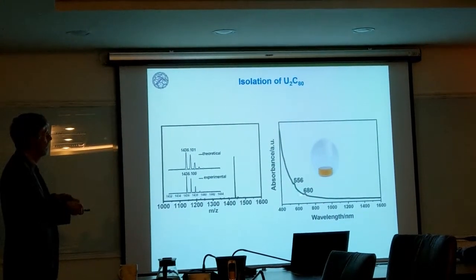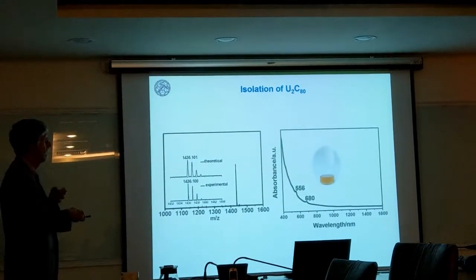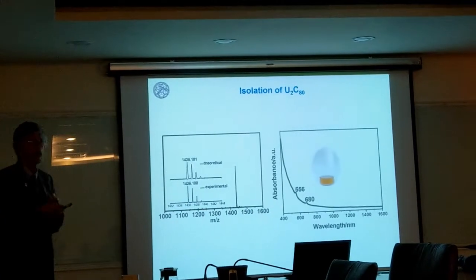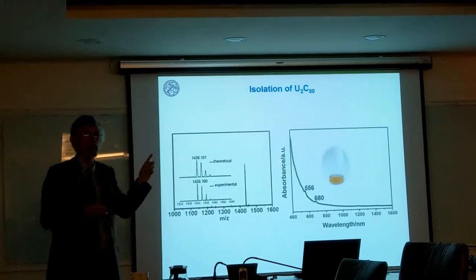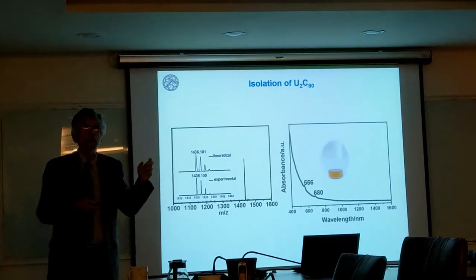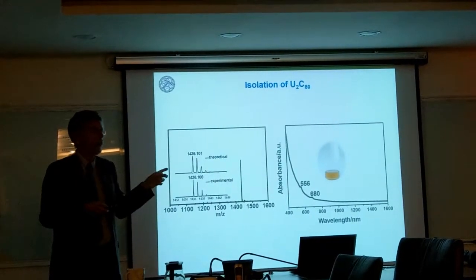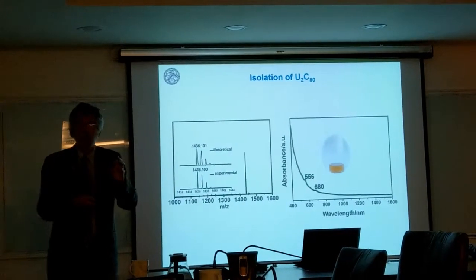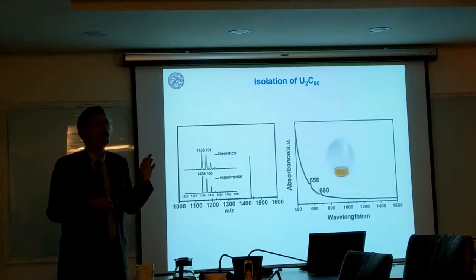Found no problem. Not much information contained in the UV visible, a couple of little peaks here and there. But you see the color in solution. Now, I told you that other endohedrals had very high concentration. You can make kilograms of it. You cannot make kilograms of this. You can make milligrams of this, right? At best.